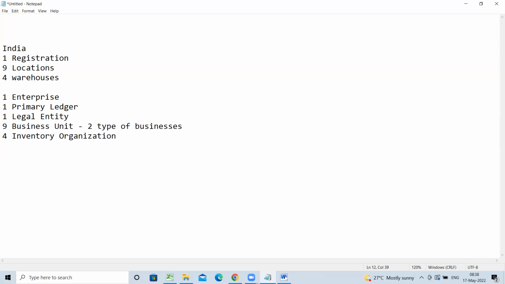If you include this point, 2 types of businesses, say in each location they are doing consulting business and they're into financial services. There are two different businesses they are doing. 9 locations, 9 branches they have, and each branch is doing 2 different businesses. Then definitely they'll go with 18. Or 9 BUs and 2 divisions, right? We can do like that.